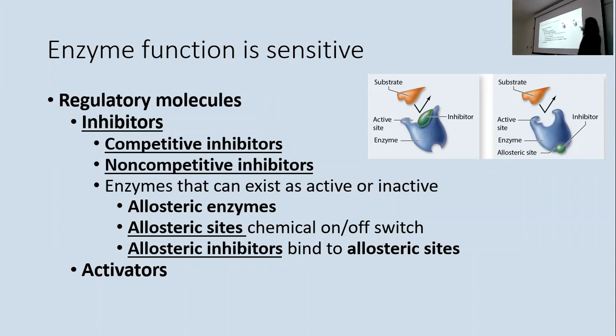You can think of these allosteric sites as either on switches or off switches, in a way. So we have enzymes that can exist as active or inactive, depending on whether they've been flipped on or off. Those enzymes are called allosteric enzymes because they have an allosteric site. So you can have allosteric sites that are like this chemical on-off switch. If you have an allosteric inhibitor, it's an off switch. An allosteric inhibitor will bind to the allosteric site and turn the enzyme off. Now the enzyme is off, and it doesn't work.